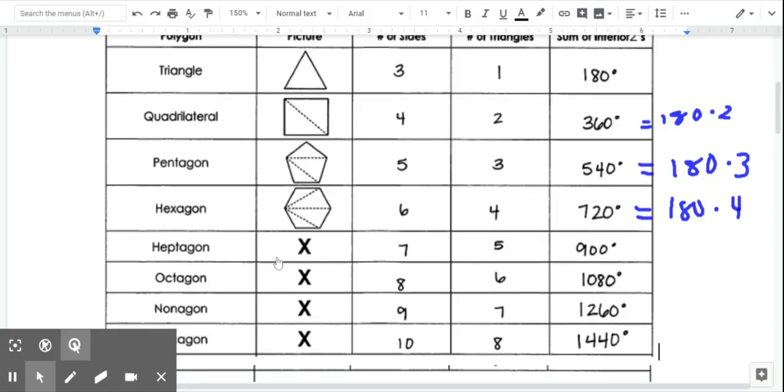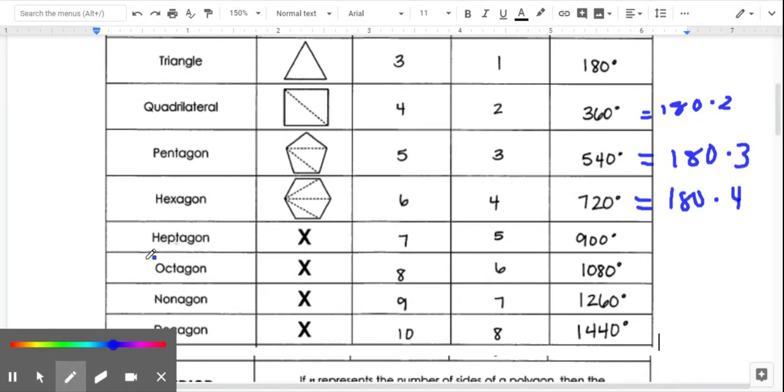Moving down, these we don't draw because they're hard to draw. Feel free to try to draw these, but the more sides we get, the harder it becomes. A heptagon has 7 sides. How do we know that we can make 5 triangles? Well, I'm looking at a pattern here. As the sides go up by 1, so 3, 4, 5, 6, 7, 8, 9, 10, the number of triangles also goes up by 1. If a hexagon has 4, a heptagon has 5. So there's a pattern here.